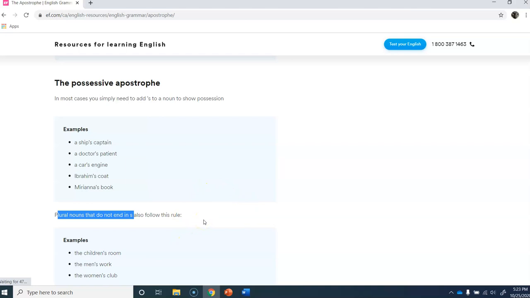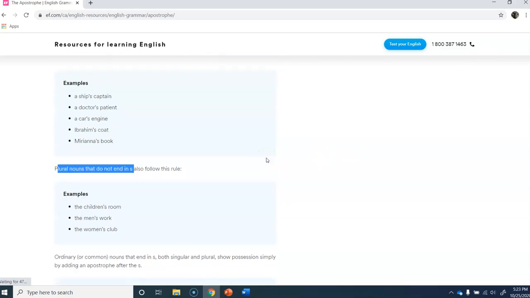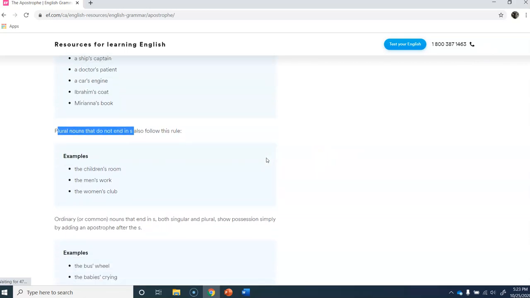Okay, so normally when we're creating a plural of a word, we add an S on the end to show that there's more than one. But there are some words that are plural that do not end in S. So for example, children, men, women, right? These are all words that indicate that there's more than one, but they don't naturally end in an S.